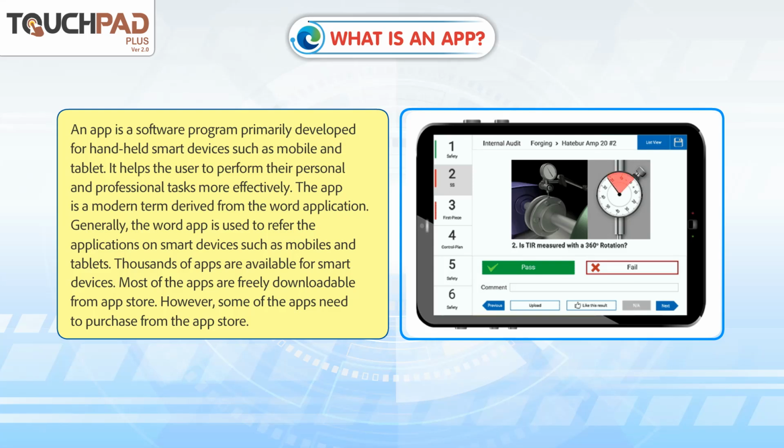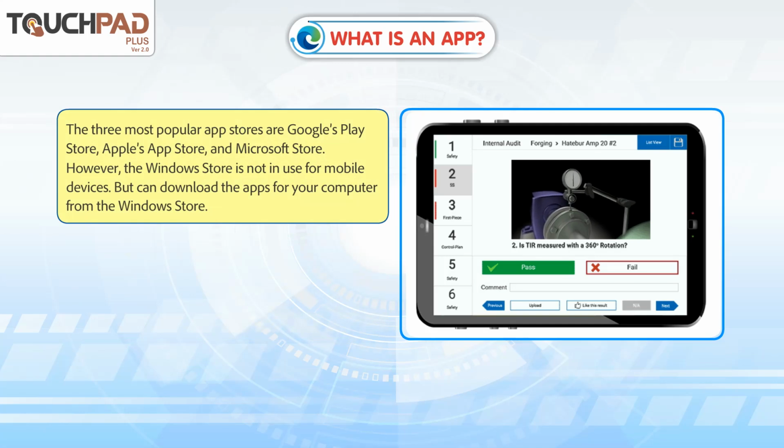Thousands of apps are available for smart devices. Most of the apps are freely downloadable from App Store. However, some of the apps need to be purchased from the App Store. The three most popular app stores are Google's Play Store, Apple's App Store, and Microsoft Store. However, the Windows Store is not in use for mobile devices, but you can download the apps for your computer from the Windows Store.